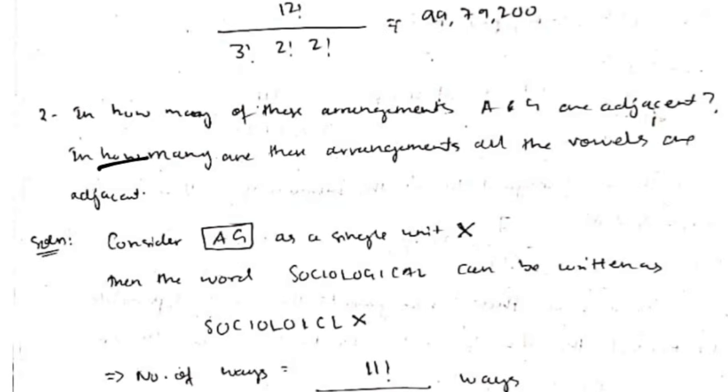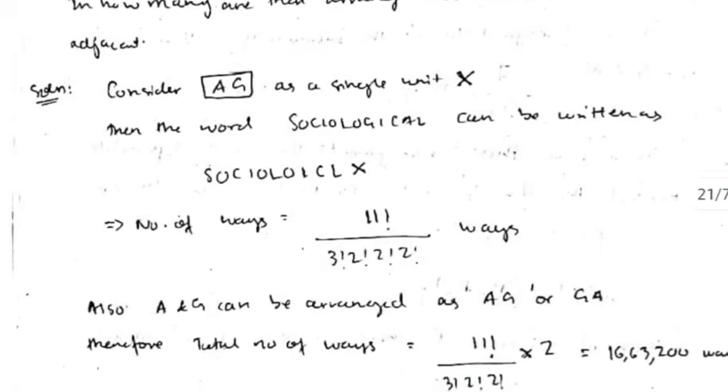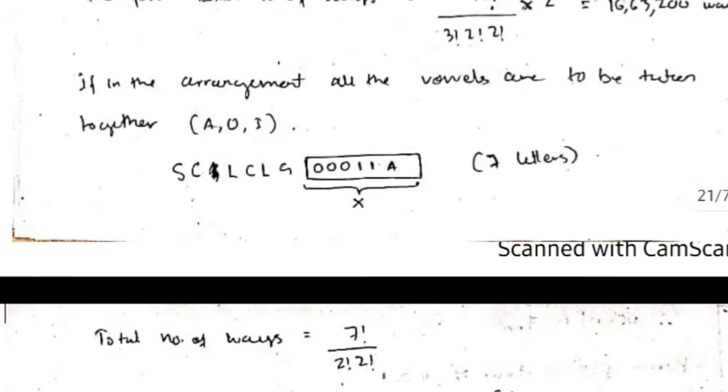Further, we have been asked in how many of these arrangements are all the vowels adjacent. See here how many vowels there are: 3 O's, 2 I's and A. If we consider all these letters together, since they are to be adjacent, we'll consider it as X. Now after considering it, we'll have the total number of letters as 7.